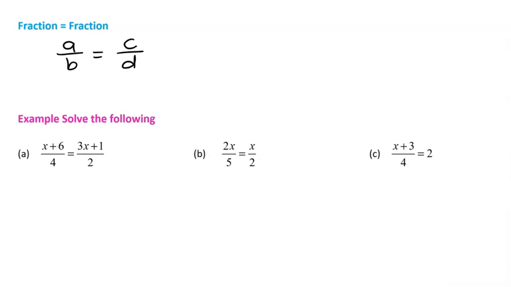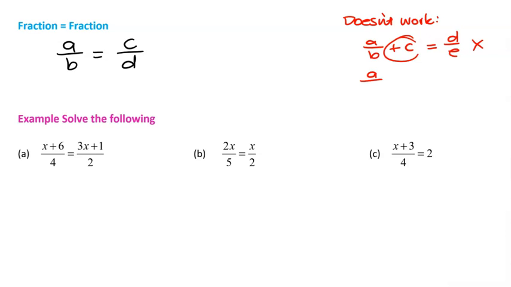It doesn't work if we had something like this. If we had A on B plus C equals D on E, that means it wouldn't be able to work. If we had something like A on B equals C on D minus E, that also doesn't allow it to work. It can only be a situation where a fraction equals a fraction. It's a pretty cool technique.